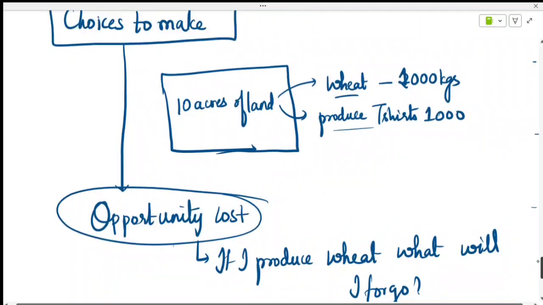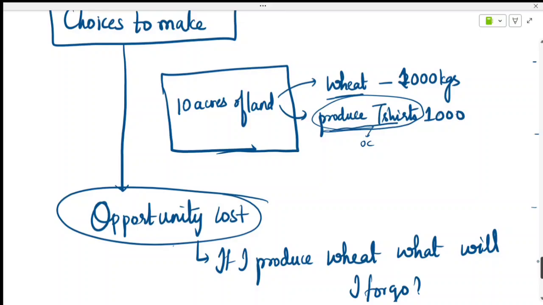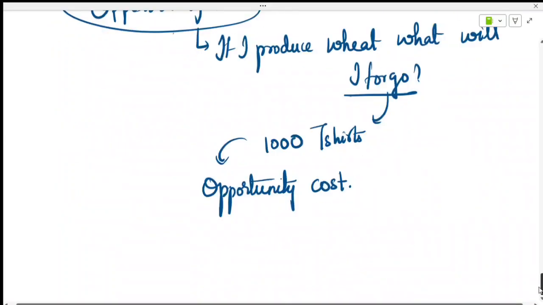So the example is, in this 10 acres of land, I can grow wheat or I can produce t-shirts. When I choose to produce wheat, I'll be foregoing producing t-shirts. It means that it is my opportunity cost. If I choose to produce t-shirts, what am I foregoing? 1000 kgs of wheat. What will be my opportunity cost at that point of time? 1000 kgs of wheat, right?